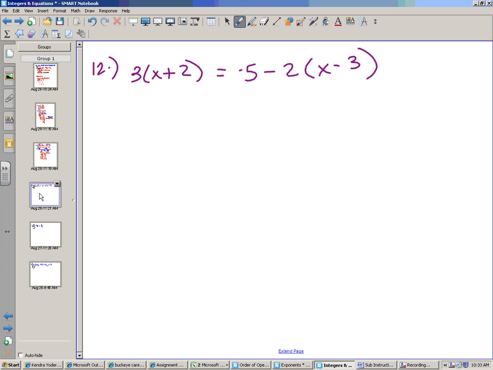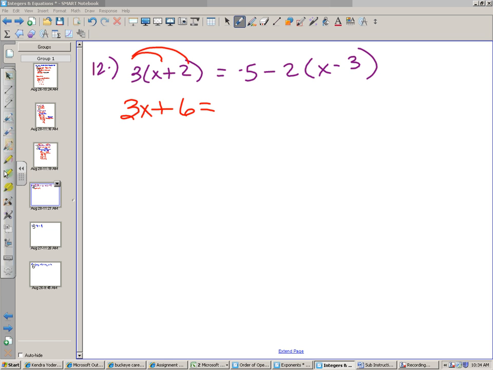Many of you, I apologize if that wasn't enough time, many of you would know to distribute here. But the right-hand side is where things fall apart. Some of you may have taken the negative 5 and the negative 2 and made it negative 7. If you did that, you would be wrong. Okay?